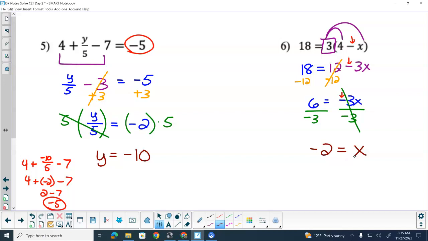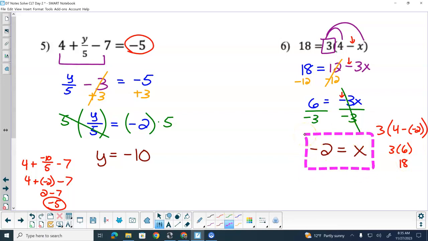Okay? So 4 minus negative 2. 4 minus negative 2 is like 4 plus 2, which is 6. 6 times 3 is 18. Okay? Go look at that. All right?